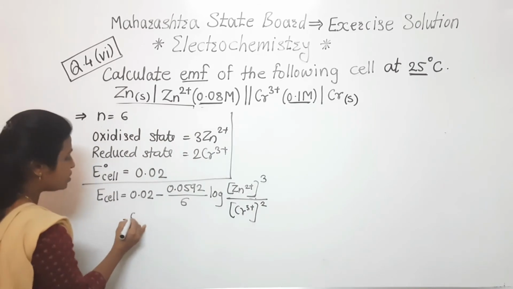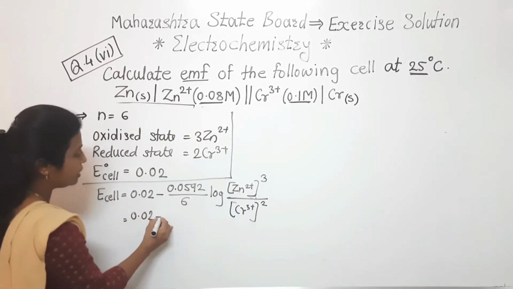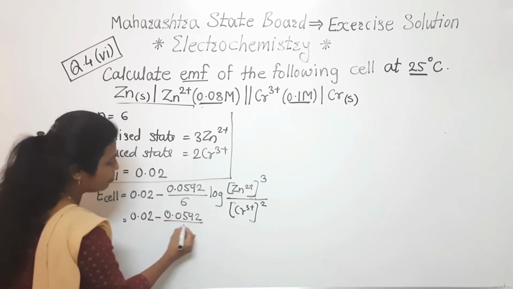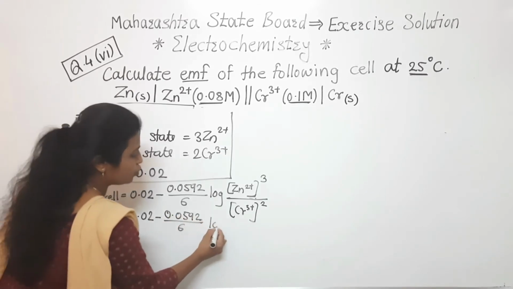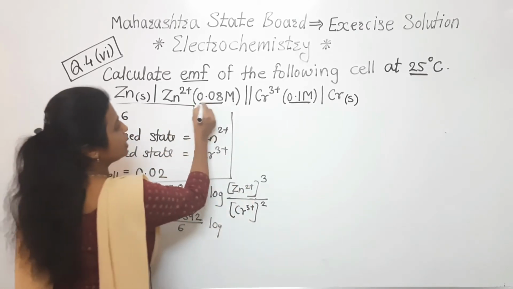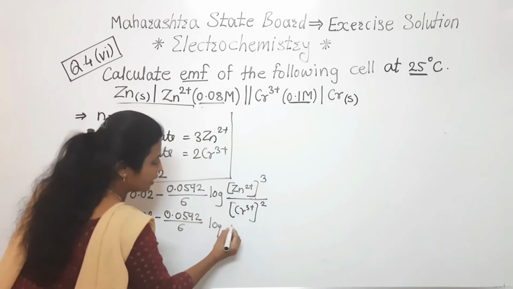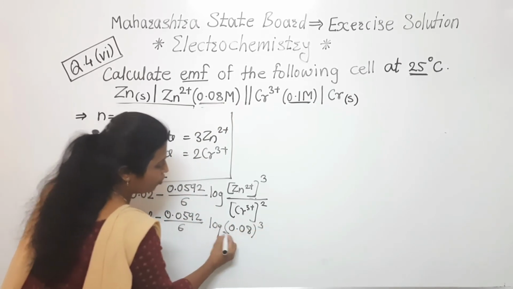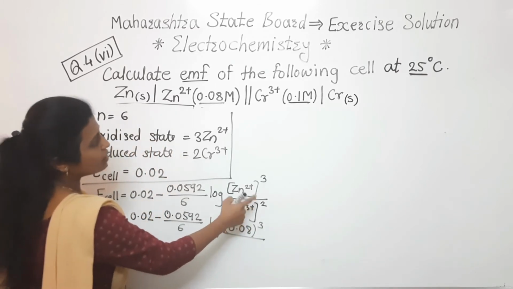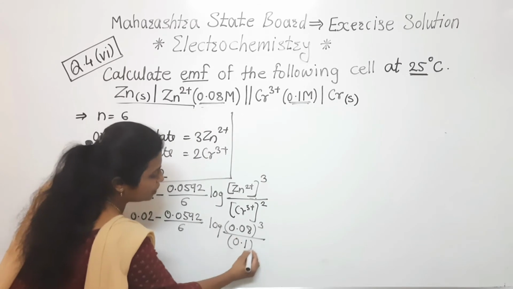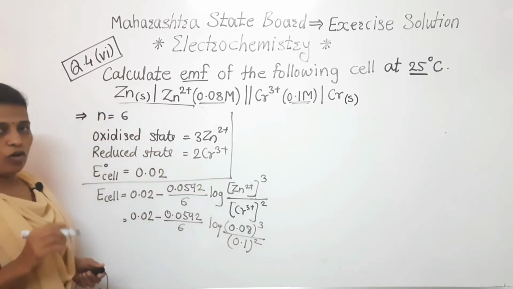Now see, 0.02 minus 0.0592 divided by 6 into log of the concentration of Zn2+ in this reaction, which is 0.08. We have to take the cube of this, divided by Cr3+, whose concentration is 0.1, and here we have to take the square of this.